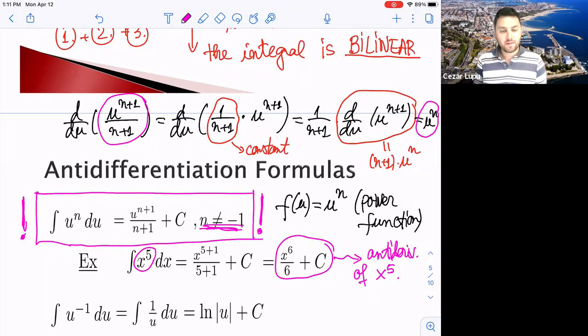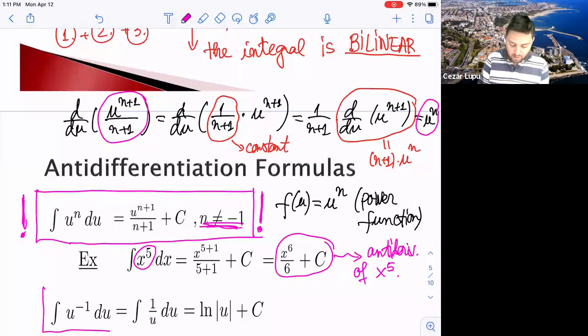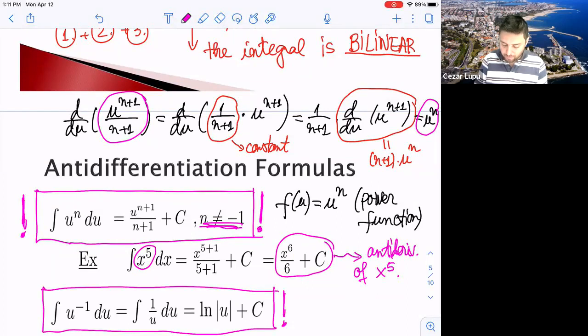And once you do this, you will have to look for the antiderivative of 1 over u, which you have probably noticed by now, I hope, is nothing else than just ln of the absolute value of u plus c. So that's what you need to know. This is, like I said, let's say another rule of computing antiderivatives. Right? So pay attention, look at both of them. You will see that they're quite different.